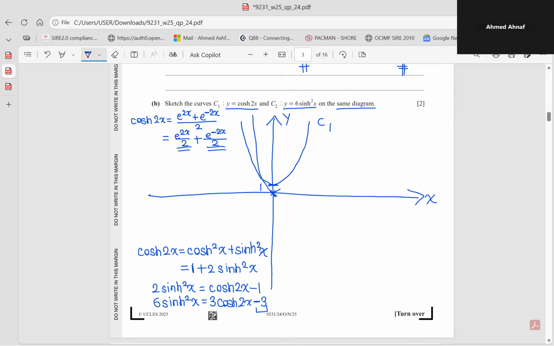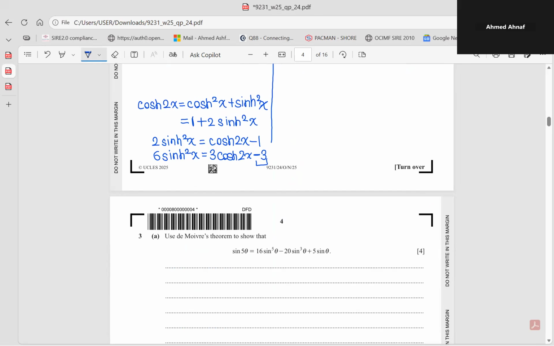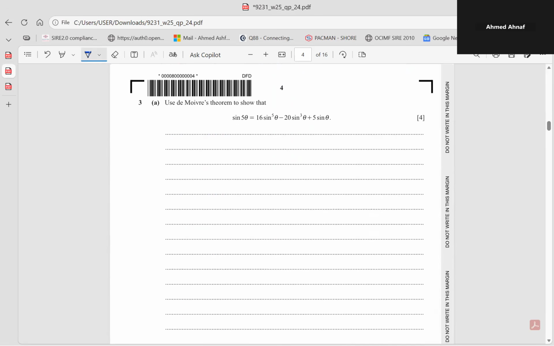Okay, so this is what C2 should look like, more squished because of the vertical stretch by scale factor 3, as well as the downward translation of 3 units. Okay, so I guess we can stop here for this part B. Let's move on to the next question.